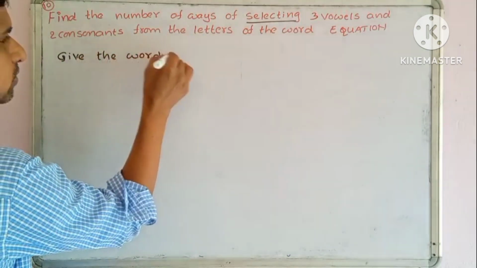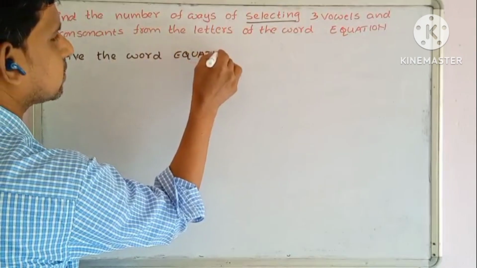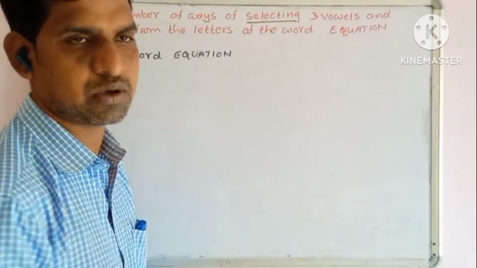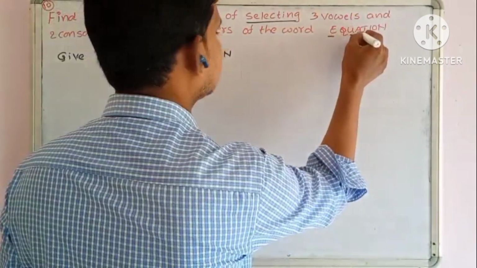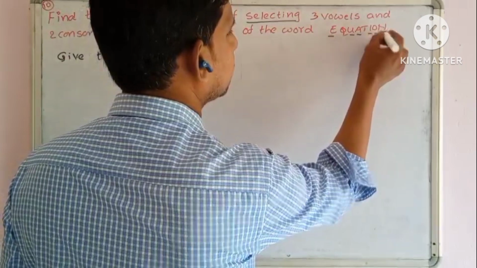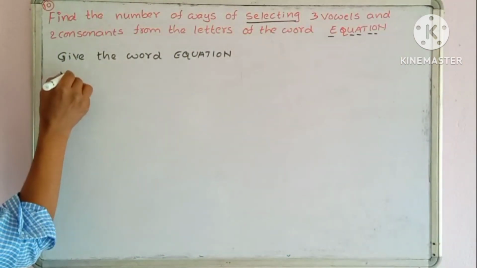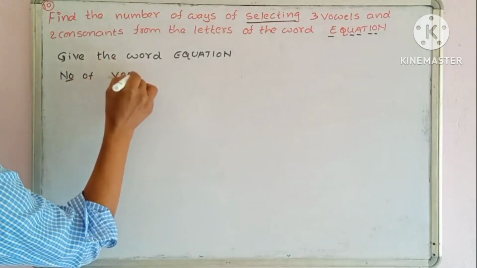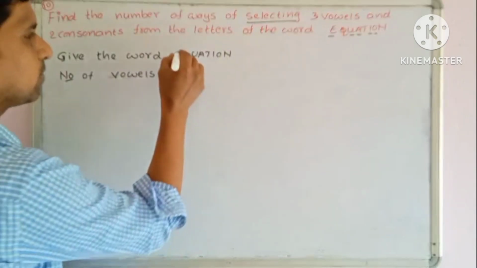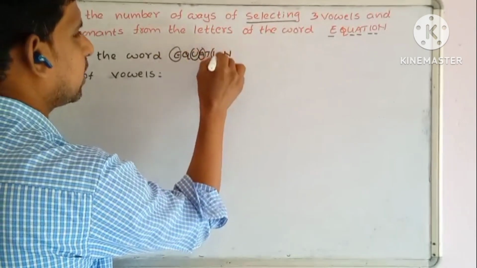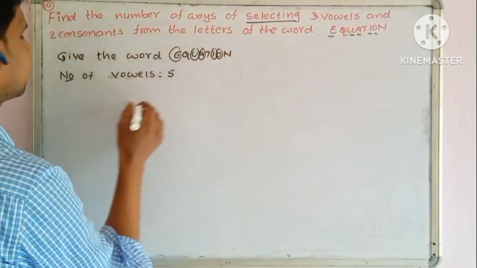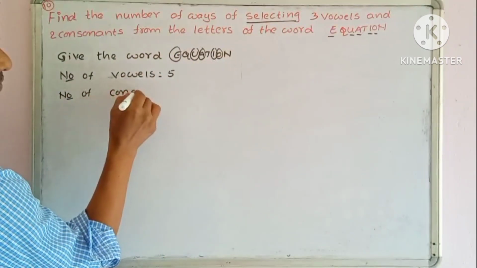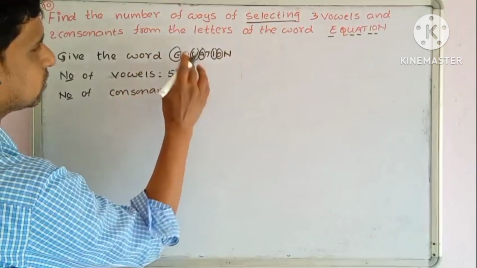Given the word equation, how many vowels are there? What are the vowels? A, E, I, O, U are called the vowels. E, U, A, I, O. Number of vowels equals 5. Consonants are the letters other than vowels. So 1, 2, 3.